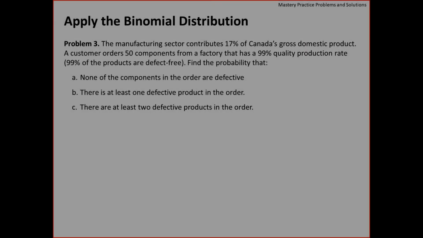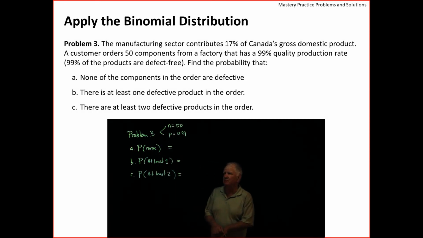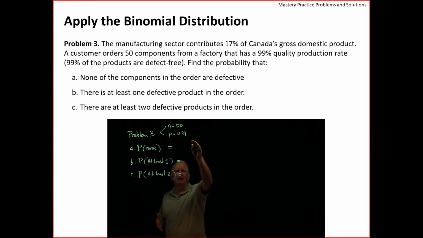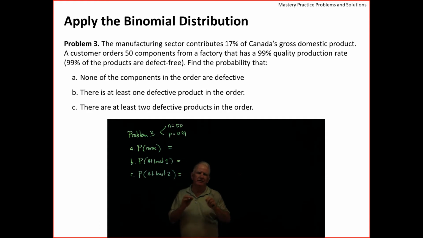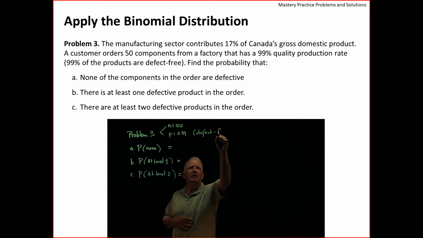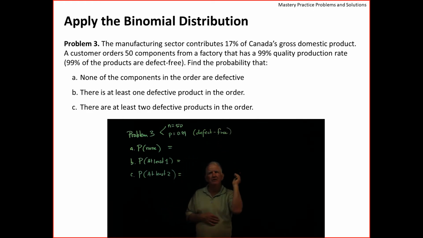Let's finish off this binomial probabilities category here. We've got 5 or 6 problems. Problem 3 is a manufacturing scenario where you've got a lot of 50 products. The defect-free probability of success, if you want to call it that, is 0.99. And you're asked, what's the probability that you have no defects in that lot of 50? At least 1 and at least 2.